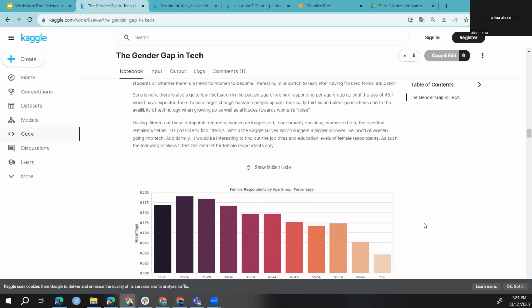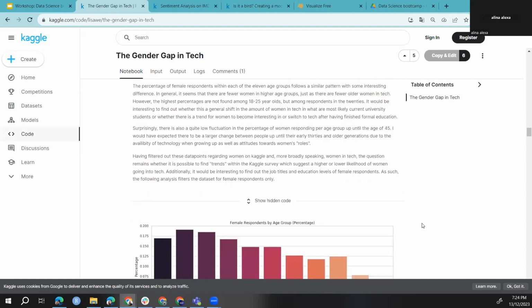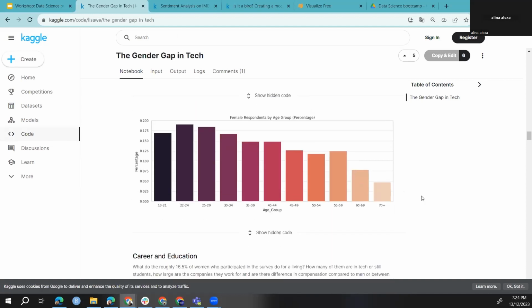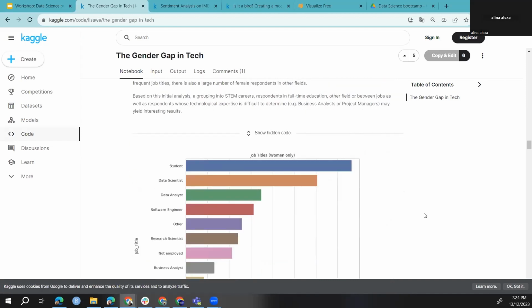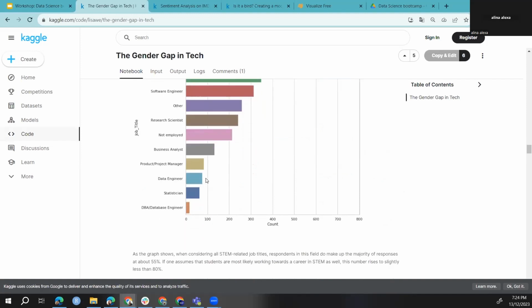Okay. And then she's put some explanations that you can read. Anytime you can go to Kaggle, you can see anything you're interested in. You can just search and see any project about anything that you might be interested in. So she looks at careers, some are students, some are data scientists. As you see, data scientist is the biggest one, because in STEM there's a lot, like software engineer, research scientist, business analyst, product manager, data engineer, statistician, database engineer.